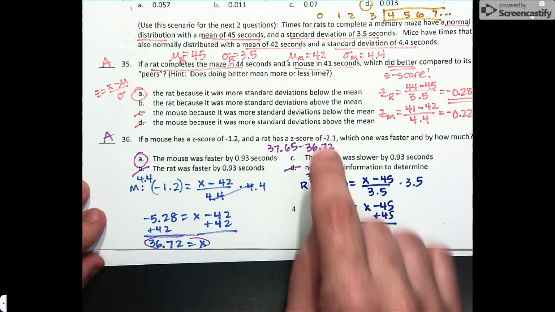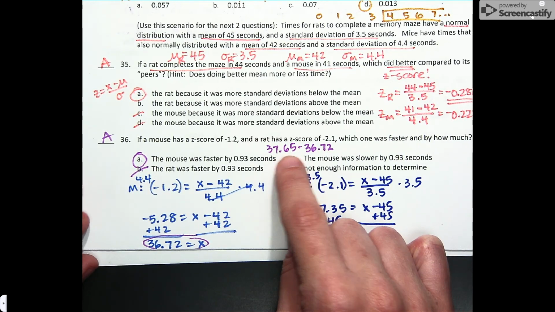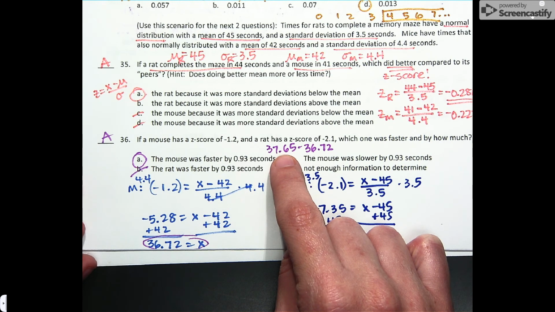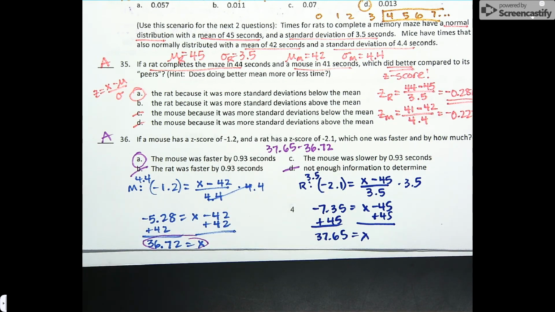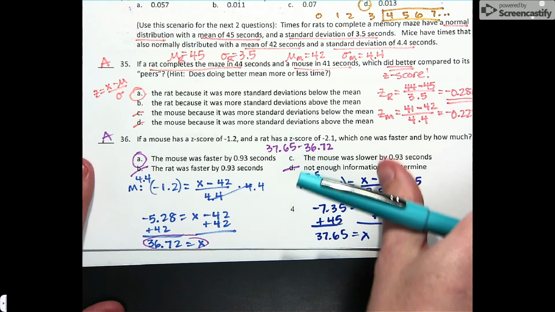So I got cut off right there before I gave you the answer. So if we subtract those two values, bigger minus smaller, you can see that the mouse was faster by 0.93 seconds. That's letter A. All right, so let's go ahead and go on to number 37.